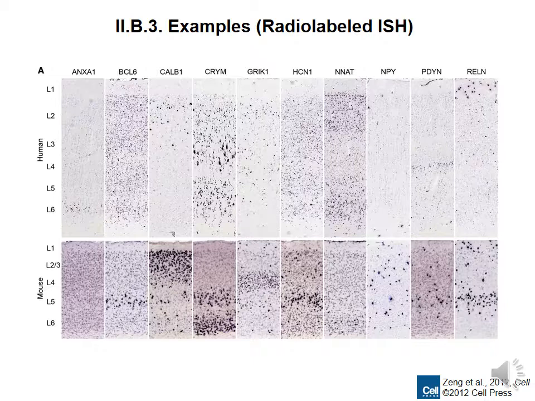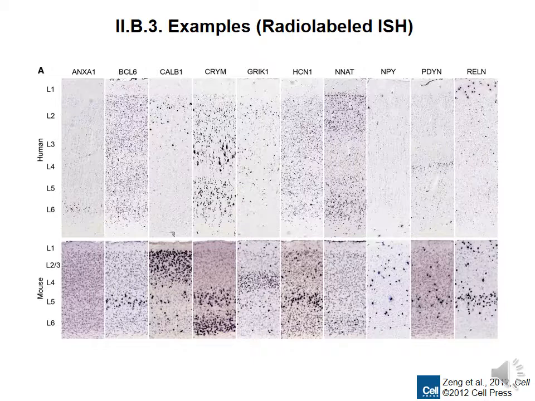This is a different example in which the authors of this paper applied radio-labeled probes to detect different RNAs. In this study, they used a battery of different genes, analyzing the expression of these genes across the cerebral cortex between human and mouse. And you can see in these images how different genes distribute differently across the different layers of the cortex.